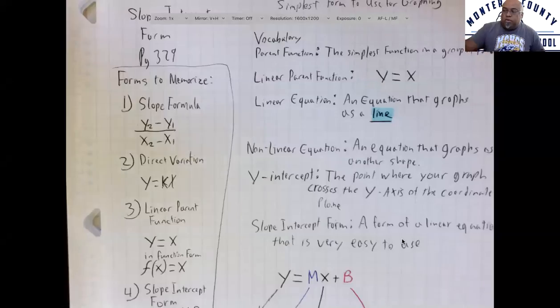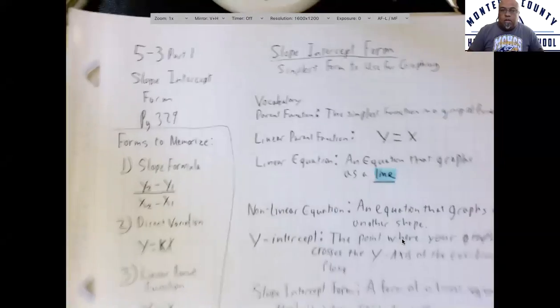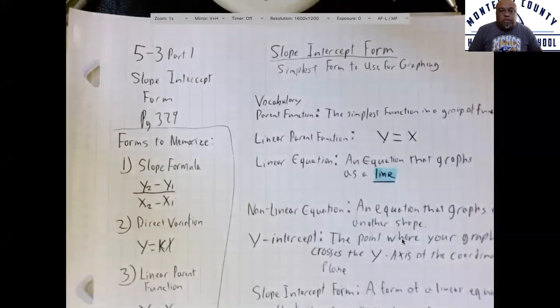Hello, students. Today we're going to be doing slope-intercept form, a very important form of the equation to make lines. All right, so I'm sharing my screen now. This is 5.3 part 1, slope-intercept form, page 329.